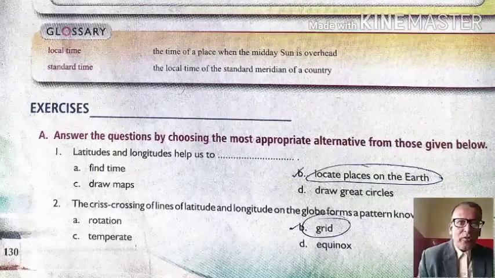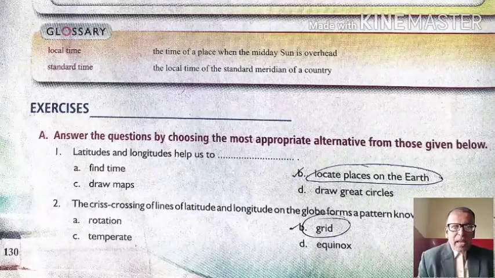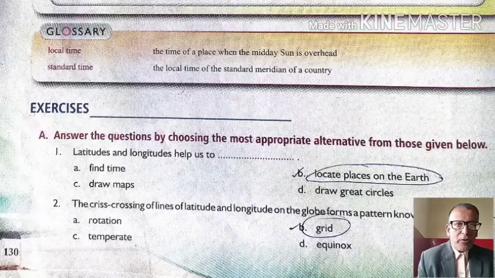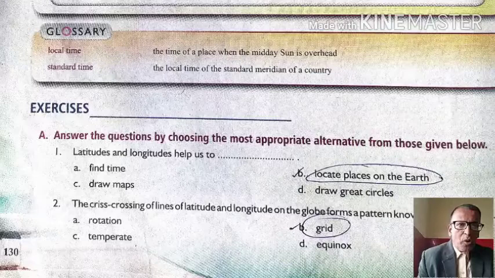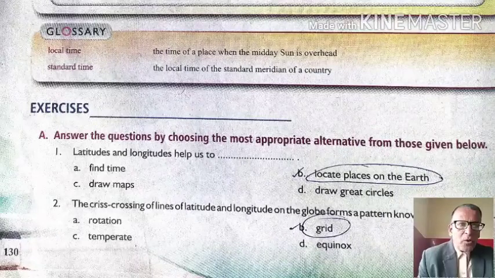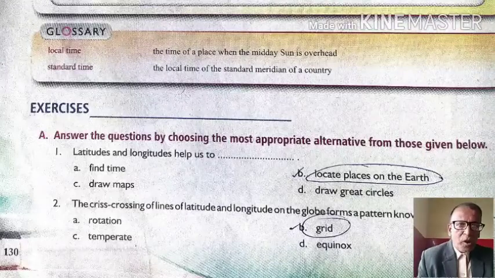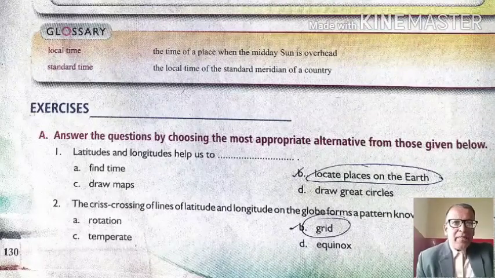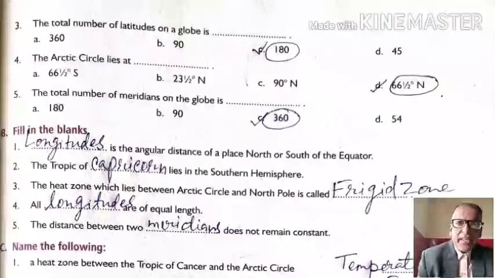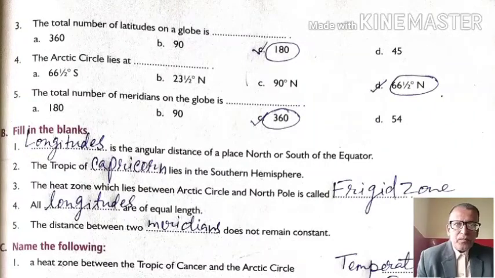The crossing of lines of latitudes and longitudes on the globe form a pattern known as grid. Four options are there. Out of four options, grid is the answer. Question number 3. The total number of latitudes on the globe is dash. 180 is the answer.